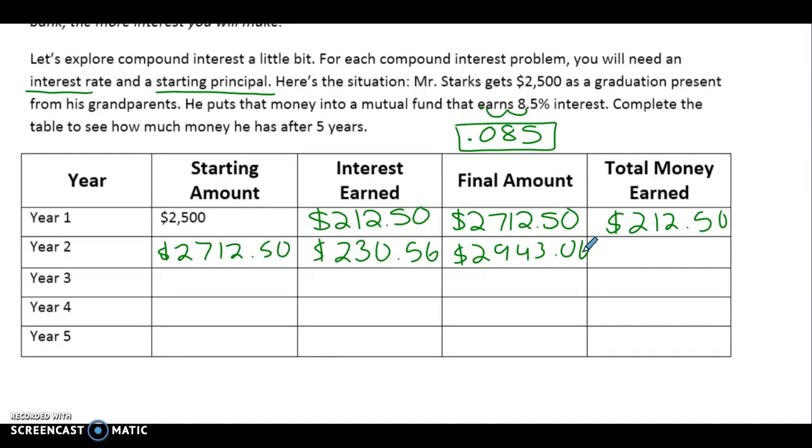Now, the total money that I've earned is all the interest you've made so far, all the way back to the very beginning. So now we're going to add up this interest and this interest, and that's going to go here. That's the total money that I've made by doing nothing.